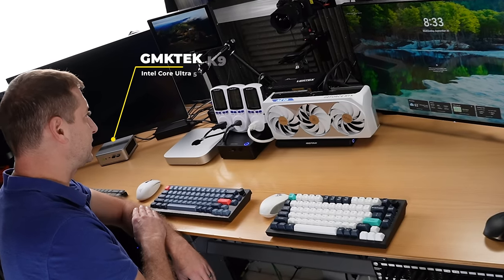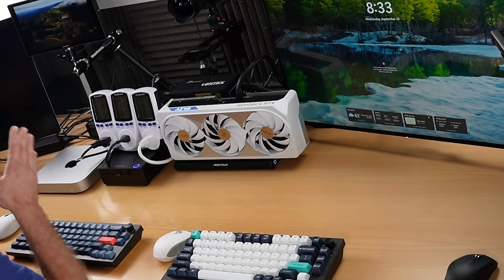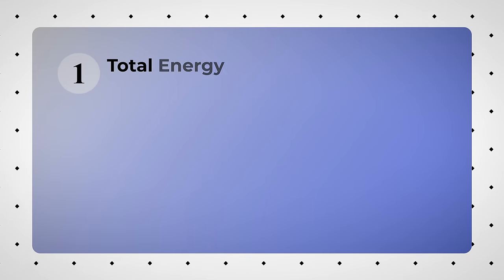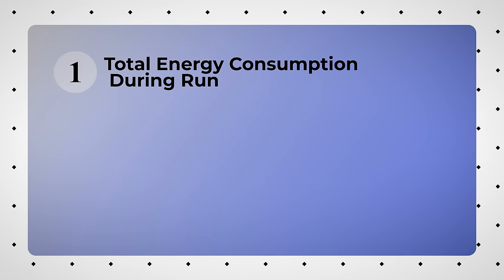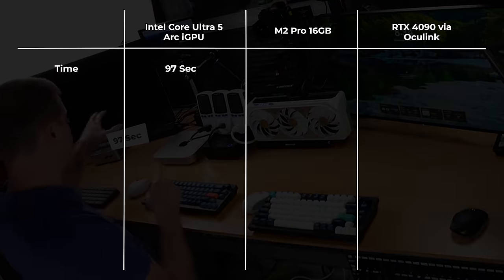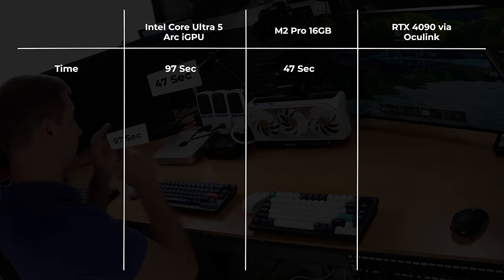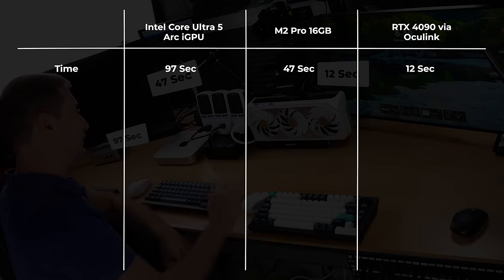So, who won? Well, it's not crystal clear. I know who didn't win, and this is a very personal choice. I don't think that Intel machine actually won. However, between the RTX 4090 and the M2 Pro, we have to consider a few things. Let's talk about the total energy consumption during the run. By the way, the numbers I'm using are 97 seconds for the Intel machine, 47 seconds for the M2 Pro, and 12 seconds for the 4090.